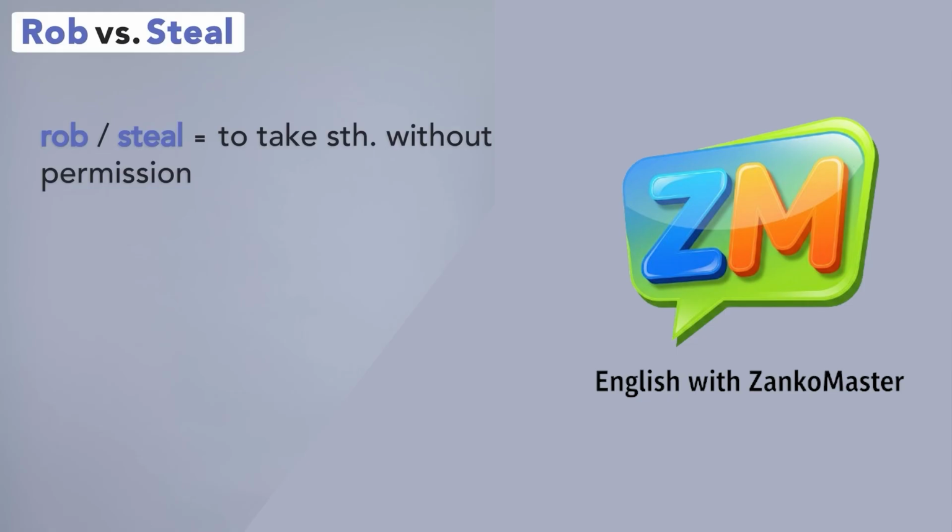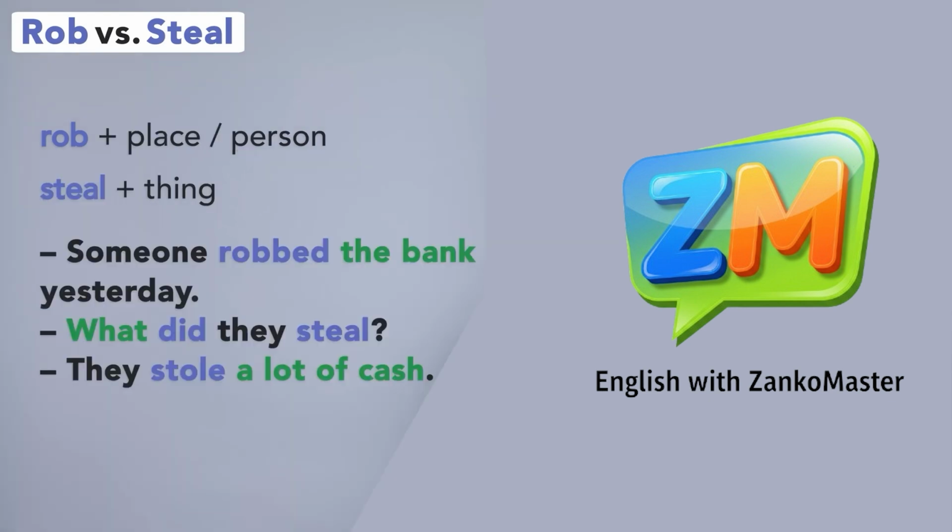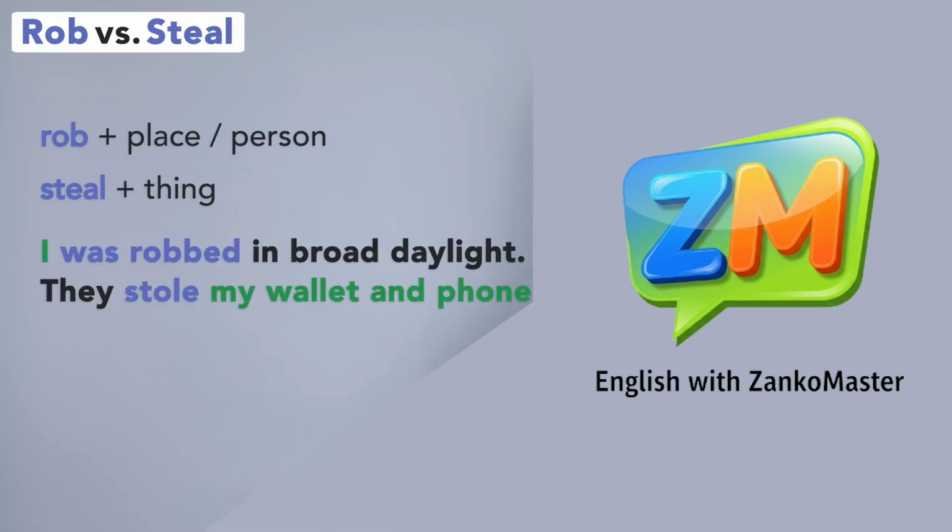Okay, let's move on to the next two words. We have rob and steal. Both verbs refer to taking something without permission illegally. Now, in a basic sense, rob is used with a place or a person, and steal is used with a thing. For example, someone robbed the bank yesterday. What did they steal? They stole a lot of cash. Or, I was robbed in broad daylight. They stole my wallet and phone.